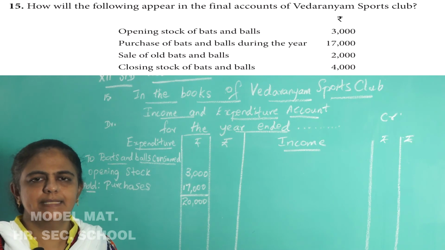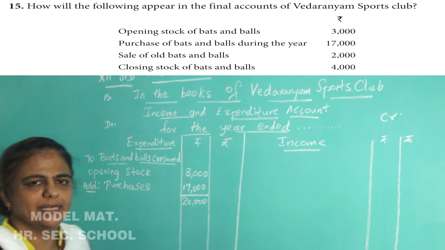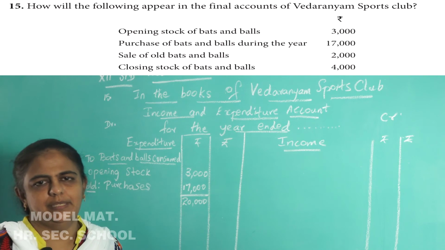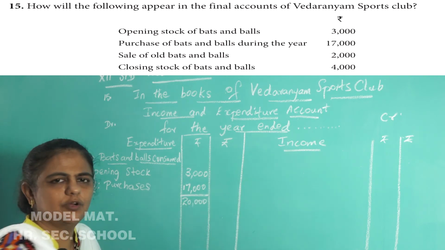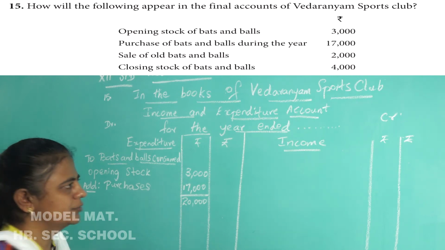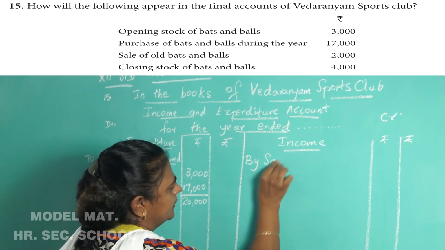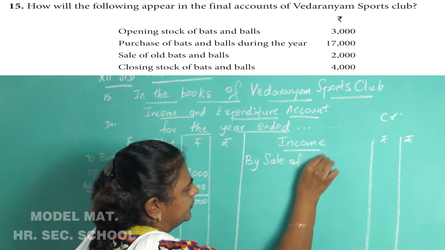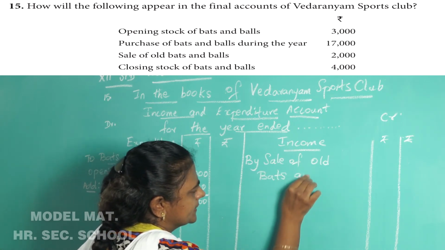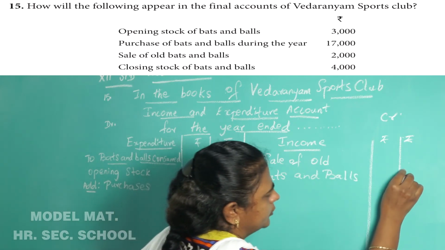So, there is a sale, we are selling the old bats and balls. What you are doing when you are selling the old items, money is coming inside, income is coming inside. So, that is an income. Sale of old bats and balls is a revenue, it is an income. So, put it on the credit side. Write like this: by sale of old bats and balls. The sale you have made it for 2000.